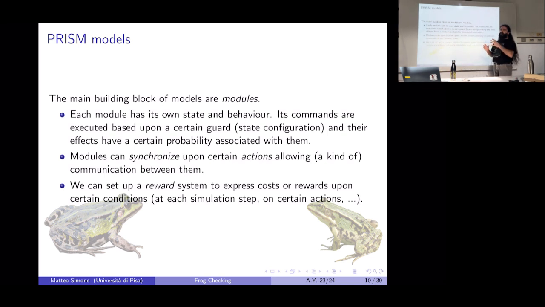Prism models are basically made of modules. We will later have just one module, so some features we won't need. Each module has its own set of variables, so its own state and its own behavior. Behaviors are modeled via commands. Modules can synchronize between them with some actions, and we can set up a reward system, as I already said, that allows us to get some quantitative results.